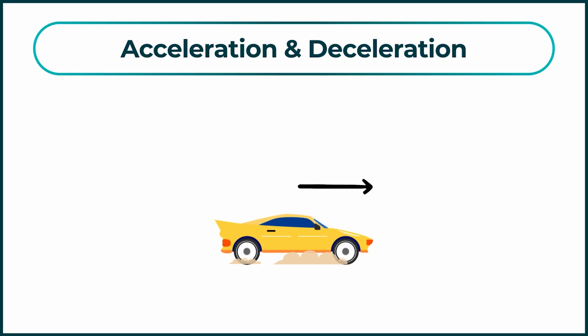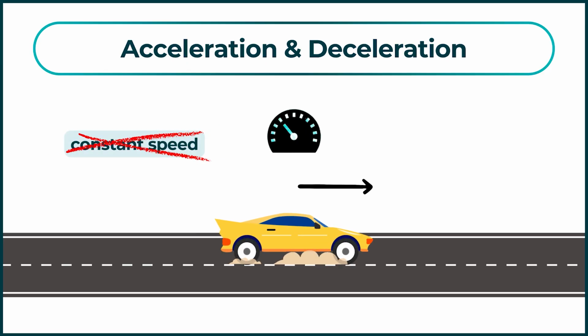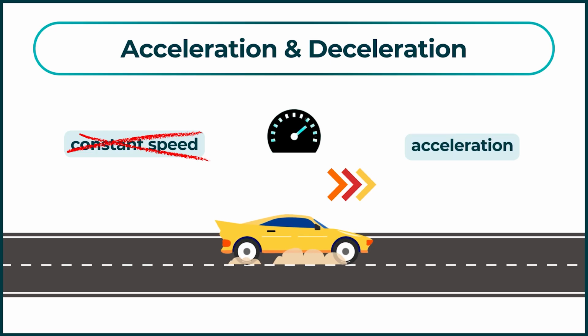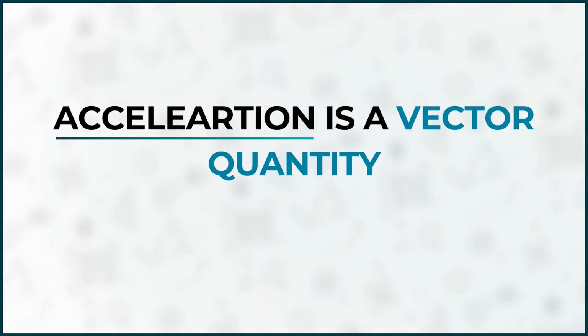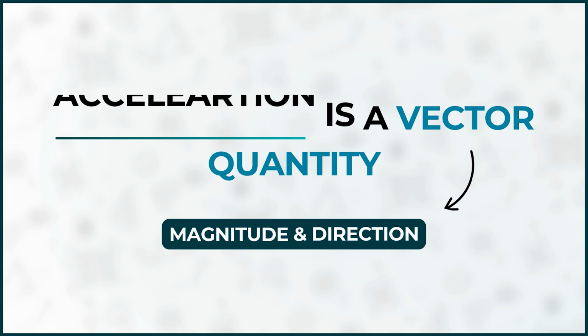Now let's consider a scenario where a car starts from rest and moves in a straight line on a road by continuously increasing the car's speed. This is definitely not a constant speed, as the speed keeps increasing. This is acceleration. It is a vector quantity and it shows direction as well as magnitude.